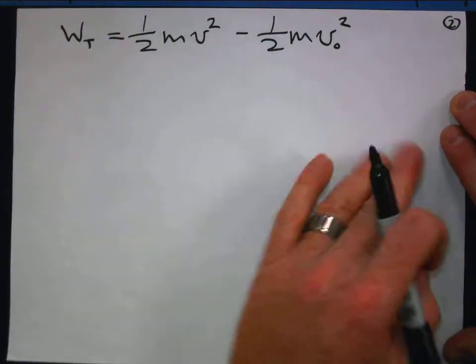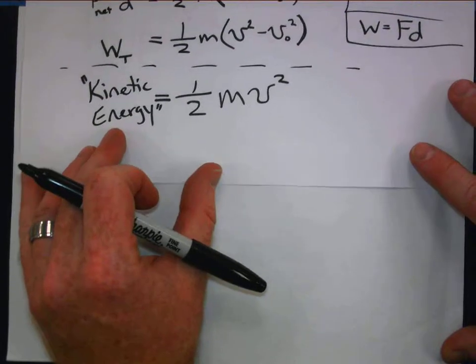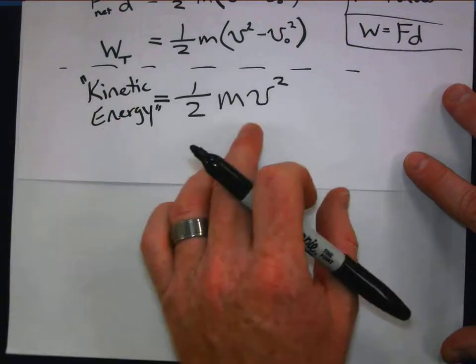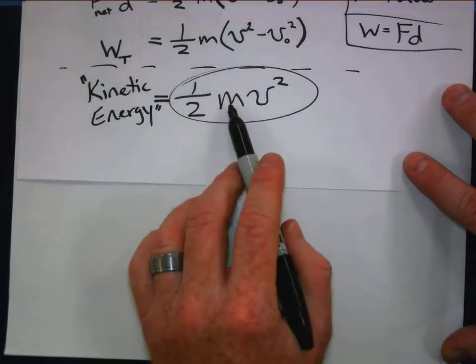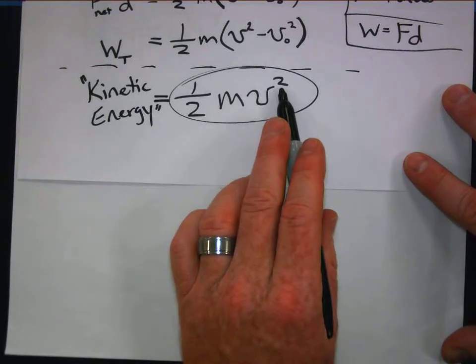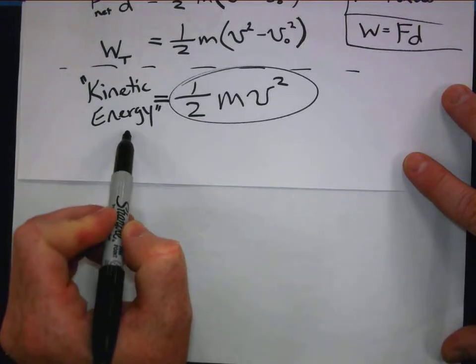And looking at it this way is beneficial because I can come back to this new idea called kinetic energy. Kinetic energy is just this general thing where I take the mass of an object, multiply it by its velocity squared, and then take half of that value. That tells me how much kinetic energy the object has.